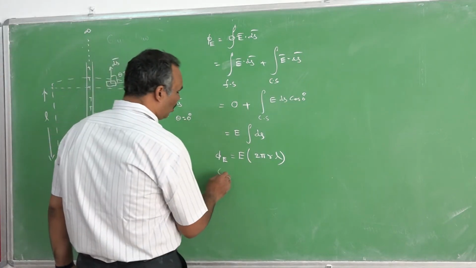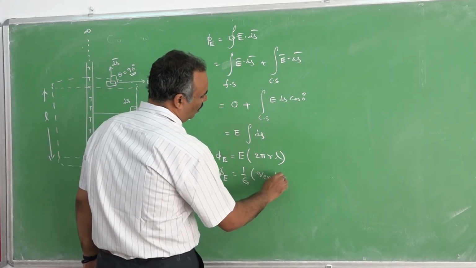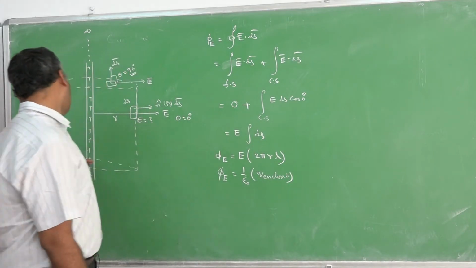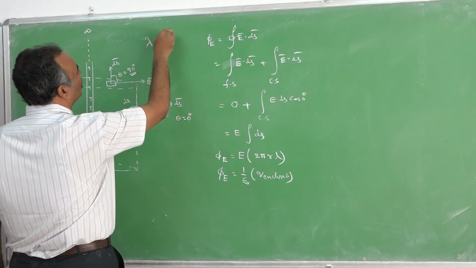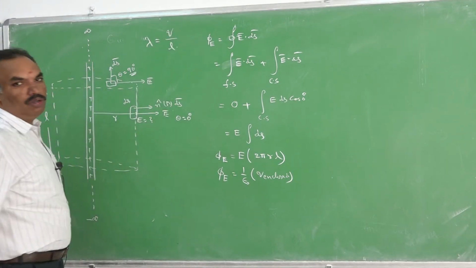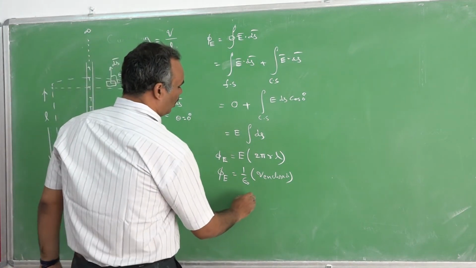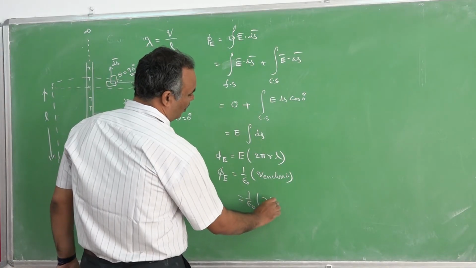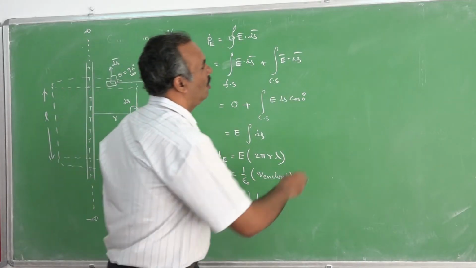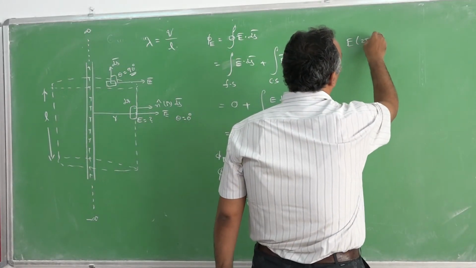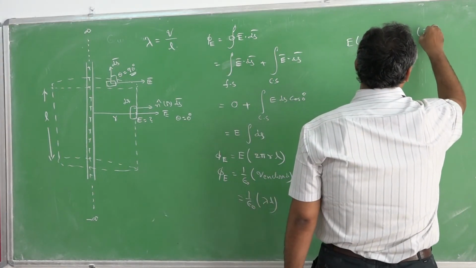But as per the definition of Gauss law, it should be 1 by epsilon naught times q enclosed. So, L is the length of the conductor enclosed here. You know that for linear charge distribution, the linear charge density is given by lambda is equal to q by L. So, the charge available over L length is given by lambda into L. So, I should write lambda into L here. As both are representing the same quantity, you can write E into 2 pi r L, that must be equal to 1 by epsilon naught times lambda L.